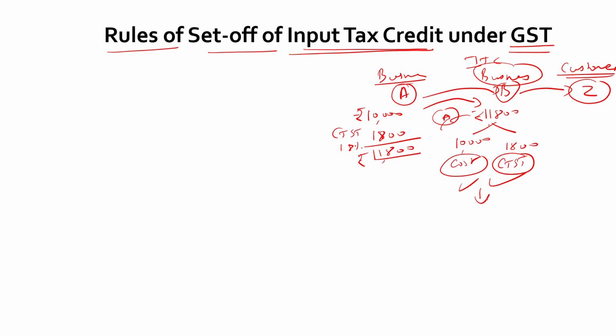Now, for Mr. B, the cost is around 11,800. Now he has to sell it to Z, the end customer. Before selling, Mr. B will add a profit margin. Suppose, for example, he is adding a profit of around 2,200, because you do a business for profit, right? So 11,800 plus 2,200, the selling price of the product will be around 14,000.